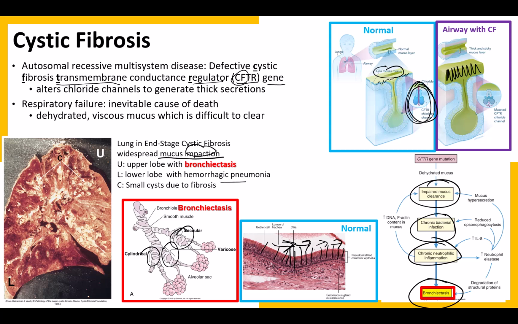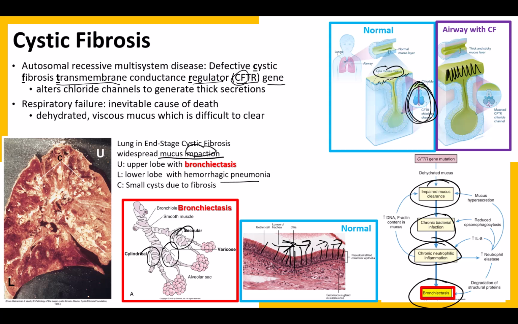You can end up with, again, an increase in chronic bacterial infection, and you can also end up with cysts as well, right? So respiratory failure occurs because this mucus that's viscous, that's thick and dehydrated due to a reduction in the fluid content of the mucus, is hard to clear.